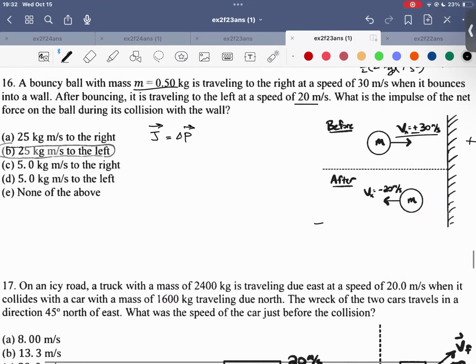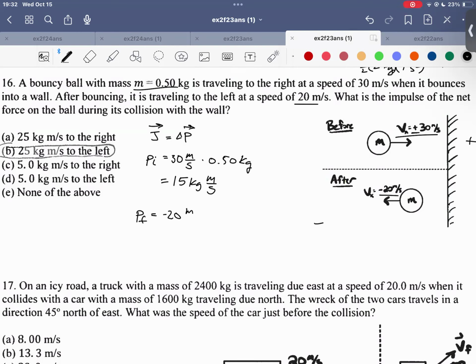Our momentum initial is equal to 30 meters per second times 0.50 kg, and that leaves us with 15 kg meters per second. On the flip side, momentum final is equal to negative 20 meters per second times 0.50 kg, and we're left with negative 10 kg meters per second.